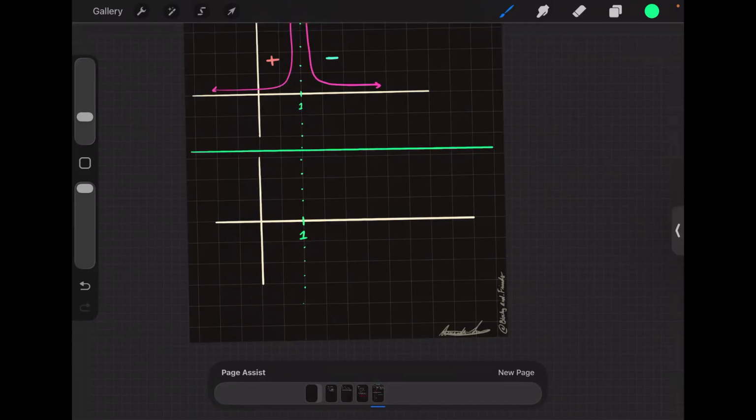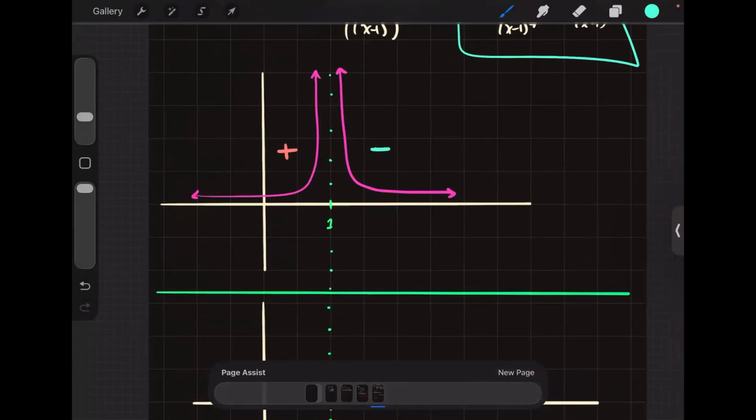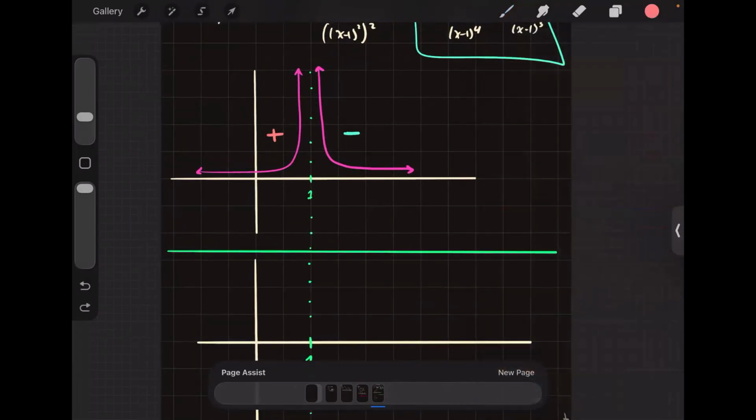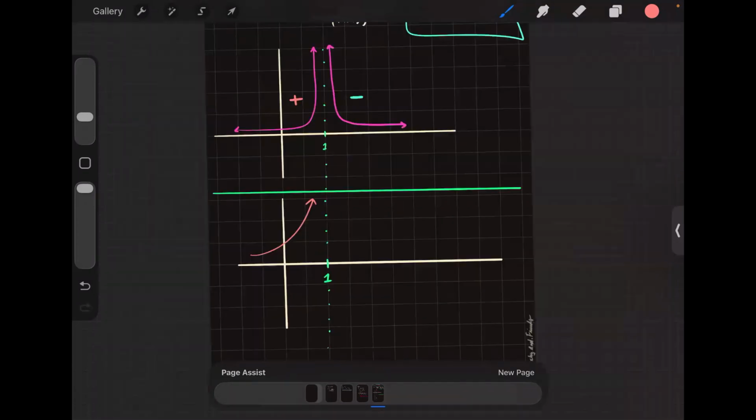I'm just going to separate like that, right? Okay, now, on the left-hand side, your slope is positive, right? And it's getting more positive. Rate of change is increasing, right? So you want it to go something like that, okay?